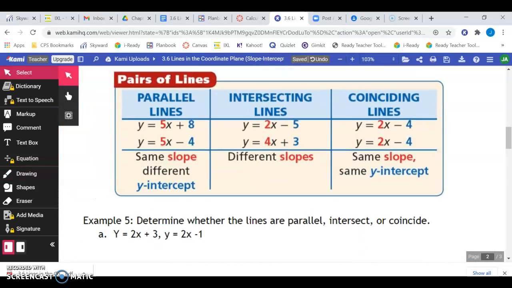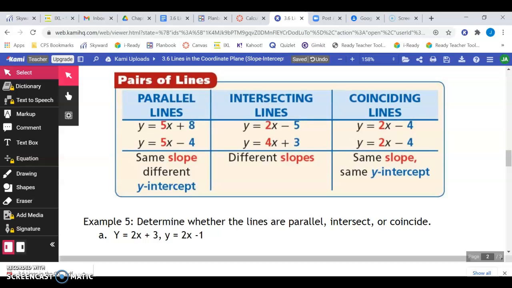All right, now pairs of lines. So how to tell if they're parallel, intersecting, or coinciding. So parallel means they're never going to touch, and that happens when they have the same slope but different y-intercepts. Intersecting lines means they're just going to cross each other at some point, and that's when there are different slopes. And coinciding lines means they're the exact same line. So they pass through every point together. They have the same slope and the same y-intercept.